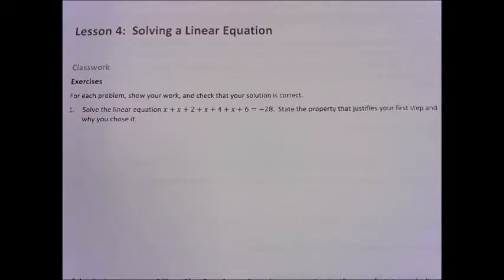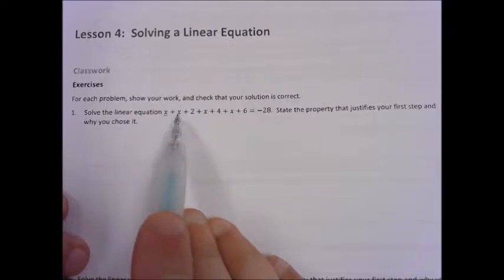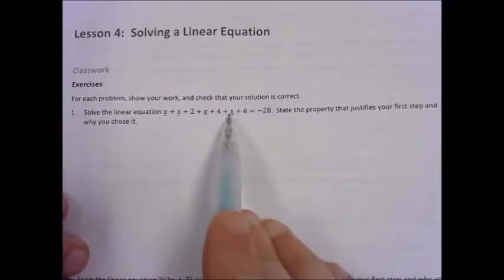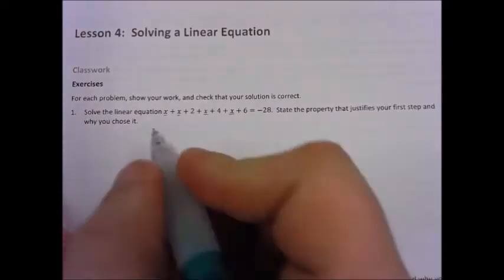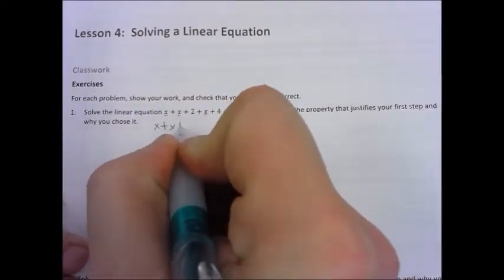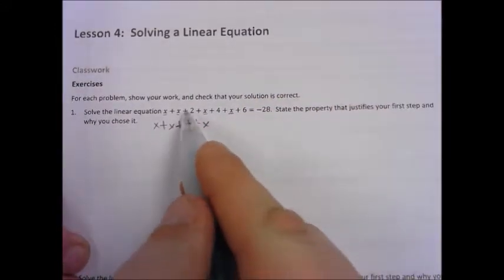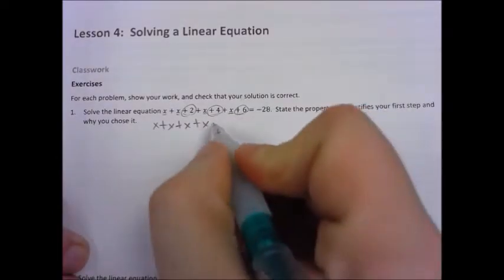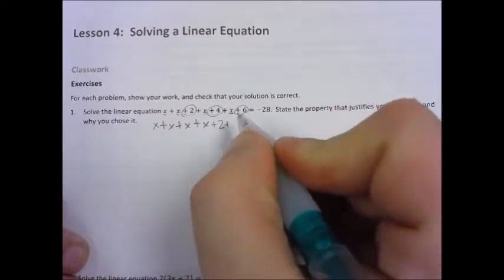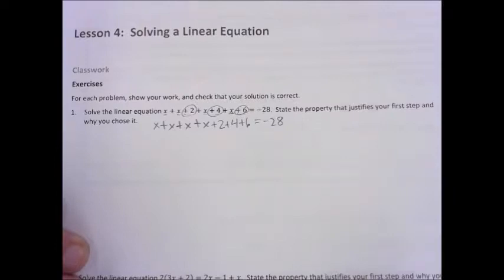So the first thing that I really notice about all this is that I have a bunch of x's. I have an x here, an x here, here, and here. So those are actually the same thing. If I want to put those all together, it's going to look like this: x plus x plus x plus x. And then I also have a positive 2, a positive 4, and a positive 6. And I can just put those on the back side of this. Plus 4, plus 6, and that all equals negative 28.